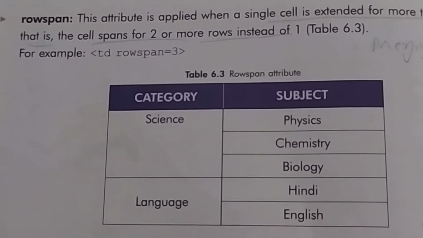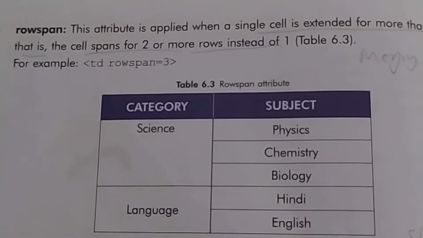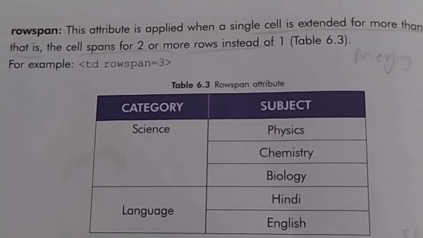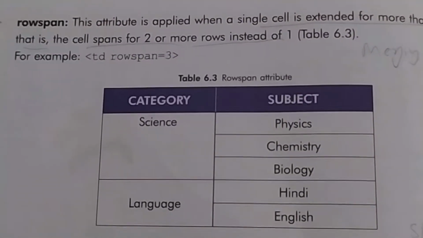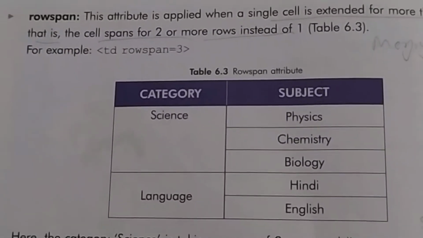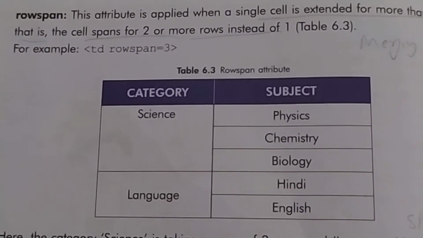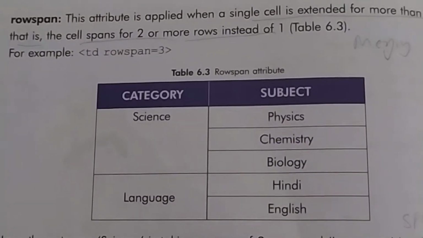So the next topic is row span. This is the attribute applied for cells when we combine more than one cell, meaning we are merging the cells. In this picture you can see the category combining three subjects, physics, chemistry and bio, that makes a science column. That is a merging of cells.